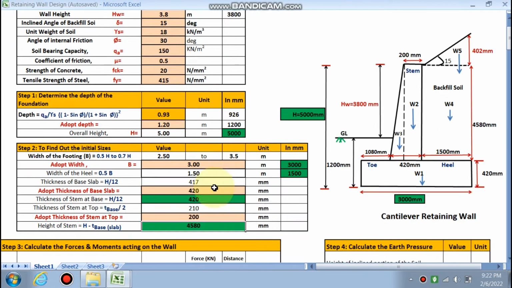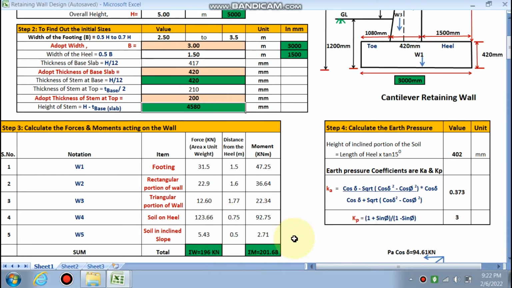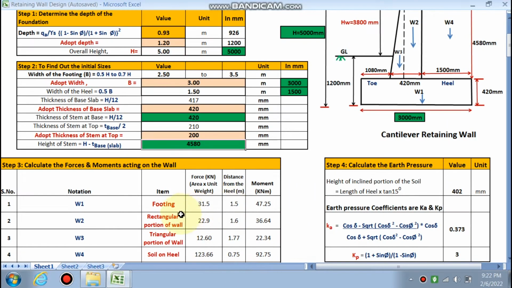So we have put all the data. Now all the forces and all the moments have been calculated. Like I'm giving you an example of how this is calculated. This is W1, this is the base slab, and this is W1. It acts at a particular CG of this particular structure.